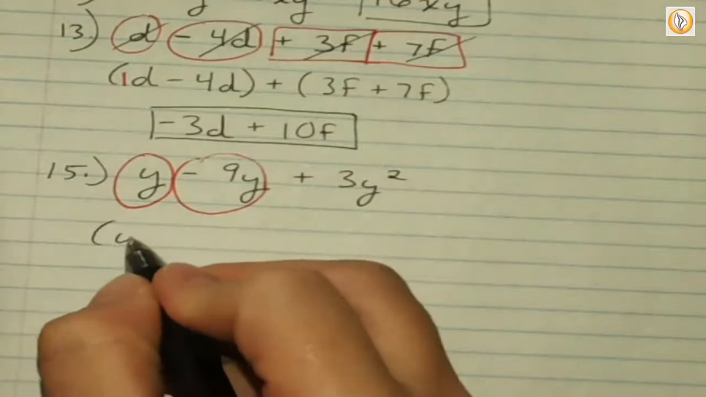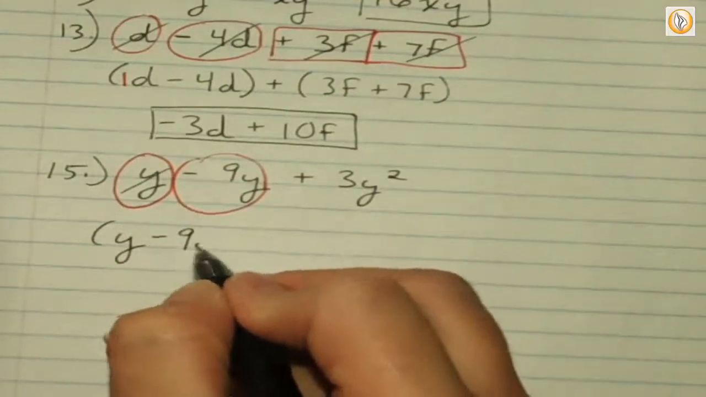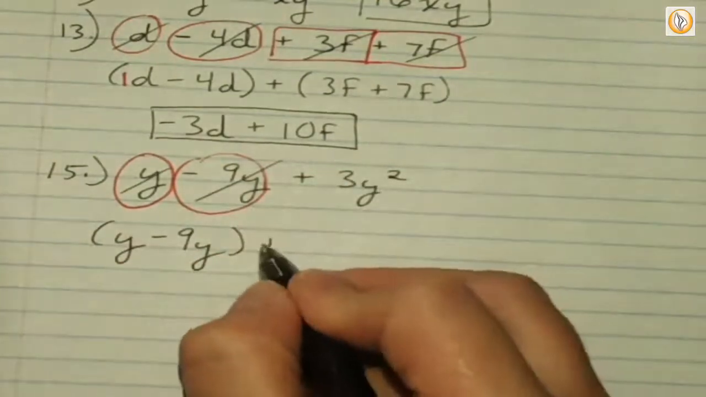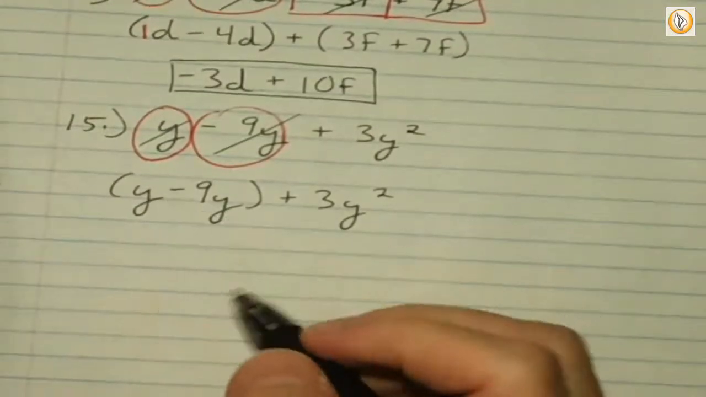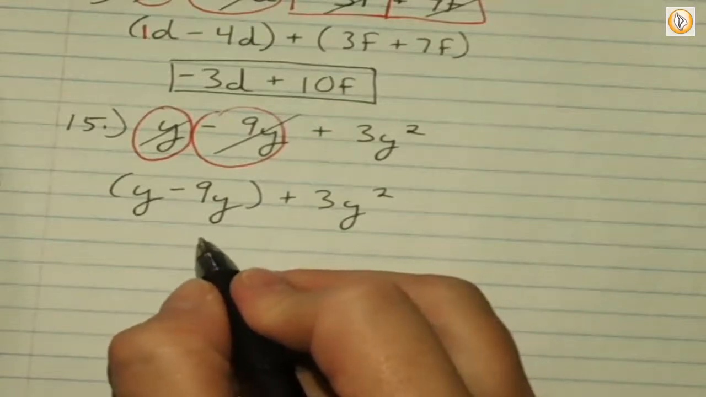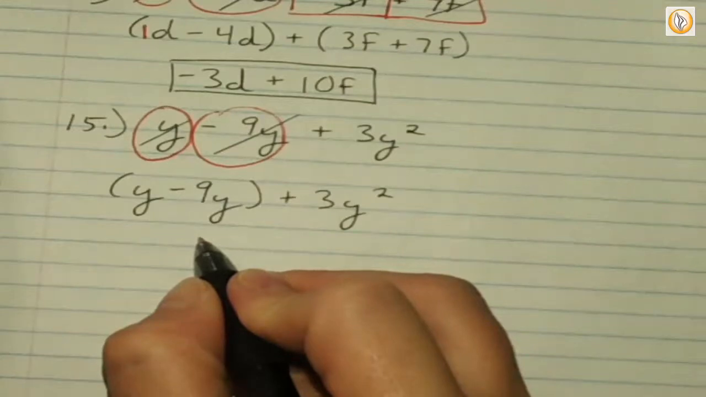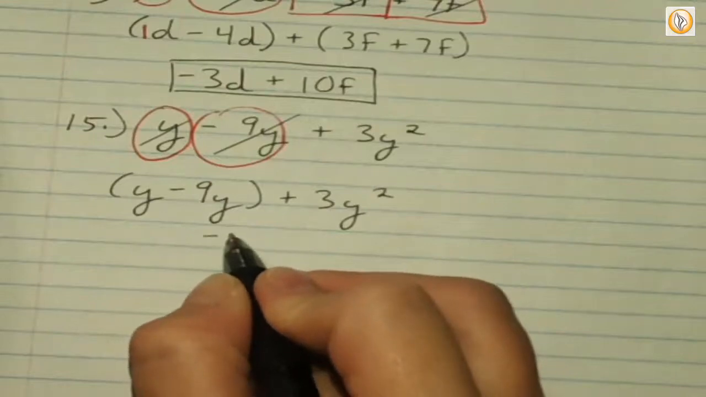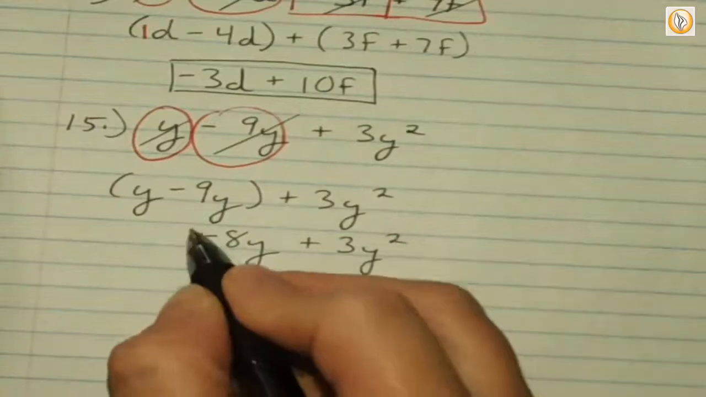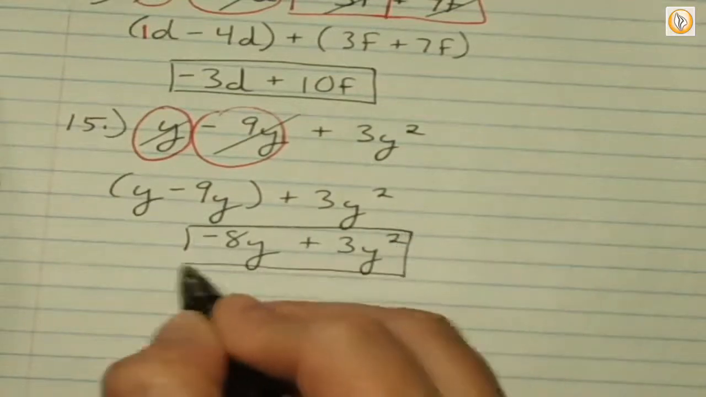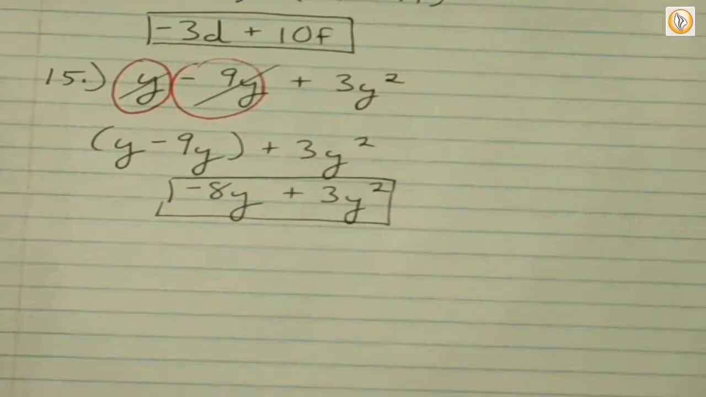So, I have y, cross it out, minus 9y, cross it out, plus 3y squared. So y minus 9y is what? Negative 8y. Very good. Plus 3y squared. Good job.